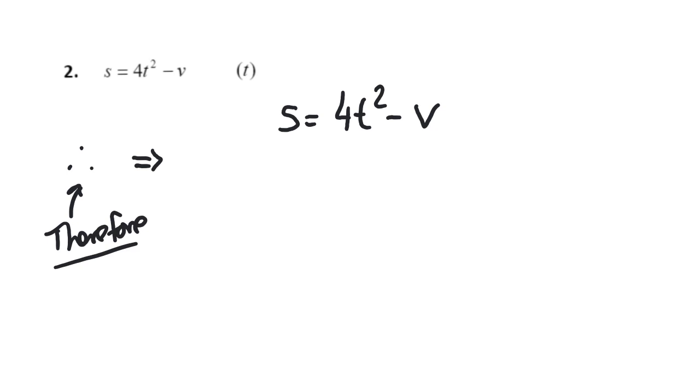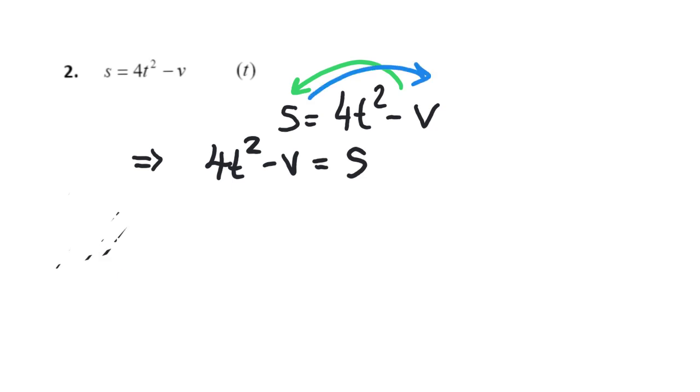Okay, so therefore, if s equals 4t squared minus b, we've got to think, I want the t to be on the left-hand side. Is there any fractions that we need to deal with that could cause us problems? No, everything's on the one level. So step 1 to flip is going to be a lot easier in that instance. So 4t squared minus b equals s, and we've just taken the left-hand side and we've flipped it to the right-hand side. Now we've got the 4t squared minus b on the left-hand side.